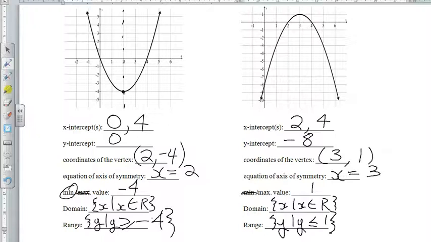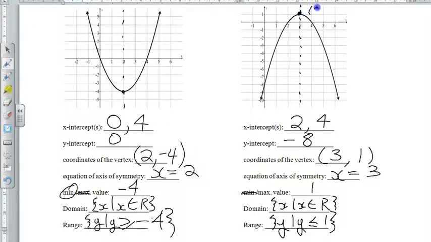Why do you have to put that bracket around it? It's a set. And we got a whole unit on sets. Why does x equal 3? It's the equation of the axis of symmetry, so the axis of symmetry passes through the vertex, the vertical line.